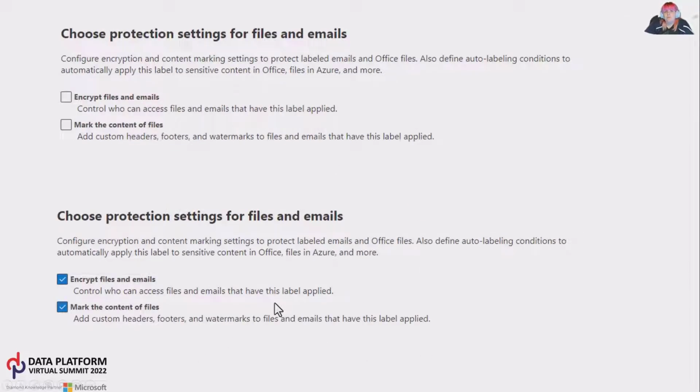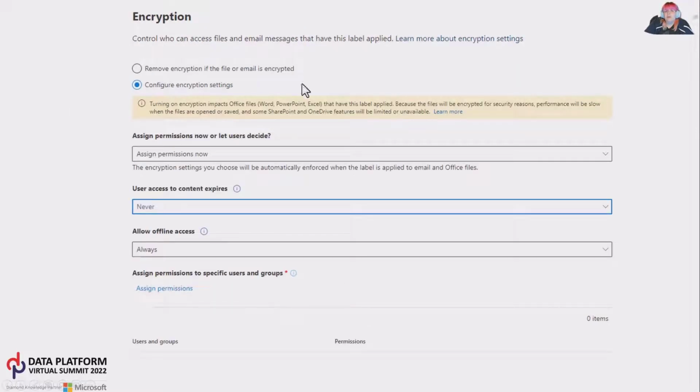Within encryption, we get the option to control the access to a file that has that label applied. So as you'll see here, we've got it as user access to the content never expires and it's always available offline. So that means if someone was to get an Excel file, save it on their computer, it's not going to check back all the time to see if they still have access to that label. So that's something to be aware of in terms of your data stewardship and controlling access to data: do you want to allow offline access to something that has this label at all? Because if someone leaves your organization and they happen to have the file, they could probably still open it.